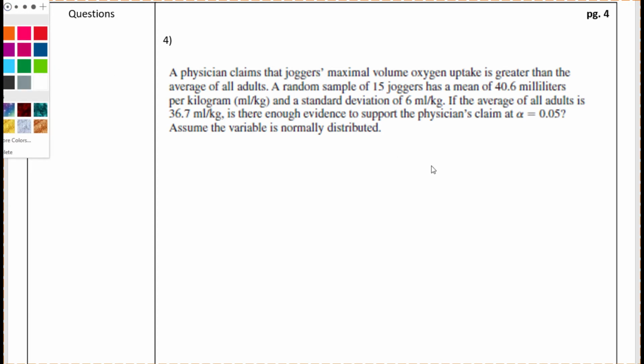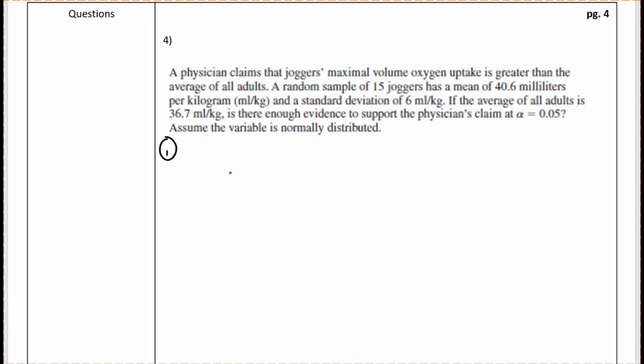All right, so then we're going ahead and write out the claim. So first step, we need our hypotheses. It says that the claim is greater than the average, and it says that the average is 36.7. So it's saying that the average maximal volume intake is greater than the adult average in general.